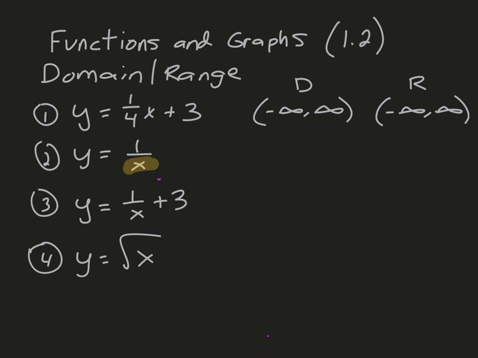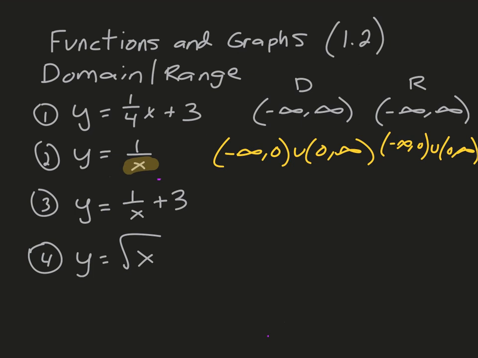In the second example, we have an issue because the variable is on the bottom. We know that we can't divide by 0, so 0 cannot be included in our domain. And the range is the same thing, but for a different reason. The reason that 0 isn't included for the range is because you have a fraction, 1 divided by some quantity. You can't take 1, divide a number, and get 0. You can get any other number, but you can't get 0.